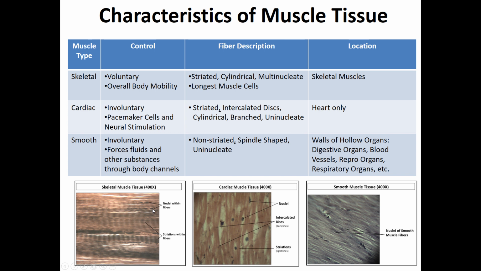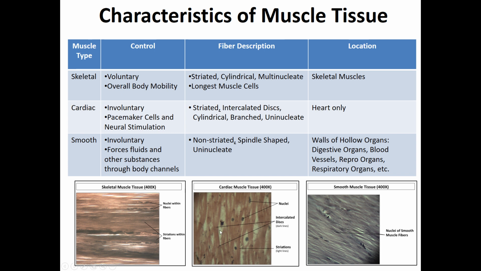They're also multinucleate, which means they have more than one nucleus per cell. As you move to cardiac muscle, these are involuntary, so you cannot consciously control them. Rather, they're regulated through pacemaker cells and neural stimulation. Much like skeletal muscle, cardiac muscle is striated, so you'd see little stripes running through the fibers.